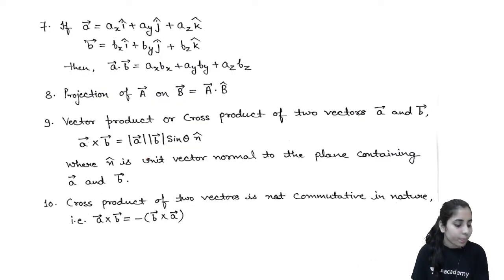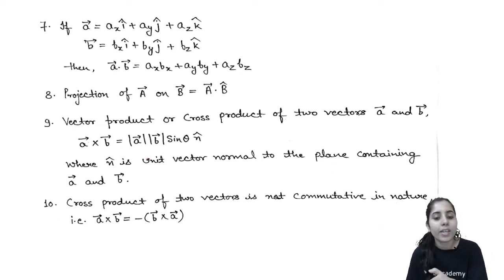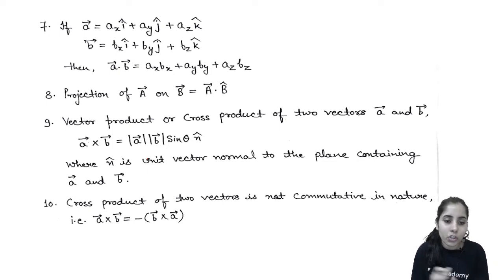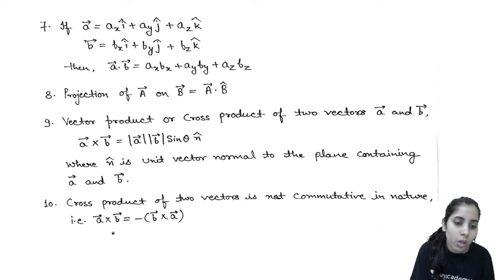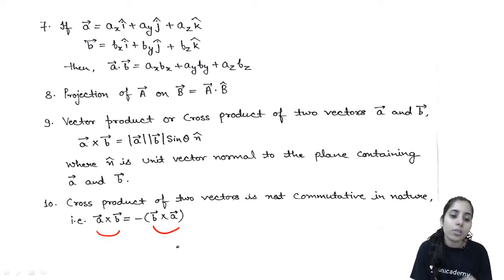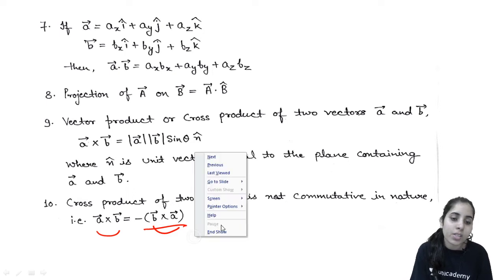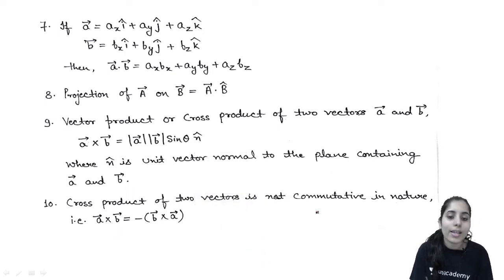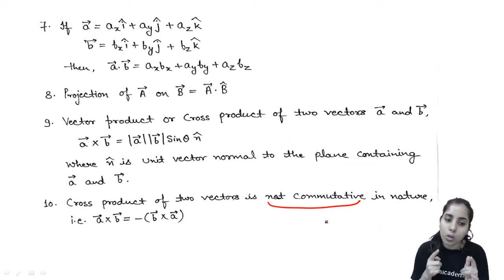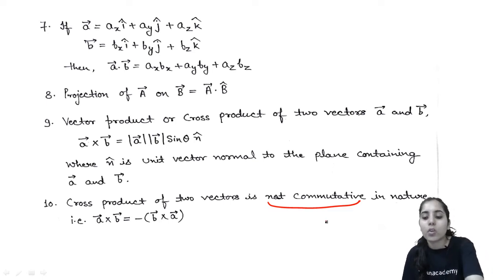Done. Now, the next point is the cross product of two vectors, which is not commutative in nature. Why? Because A cross B is not exactly the same as B cross A. There is a difference of negative sign. As you can see, A cross B is equal to minus B cross A. So it's not exactly the same, and that's why the cross product, or vector product, is not commutative, or doesn't follow the commutative law. Clear? So A cross B is equal to minus B cross A.